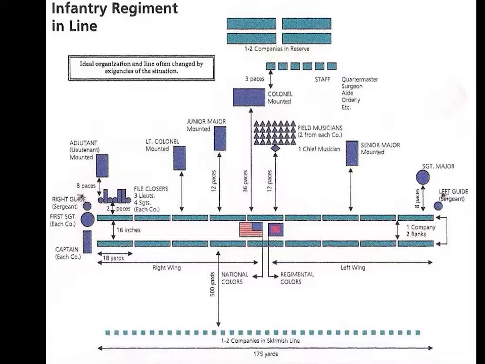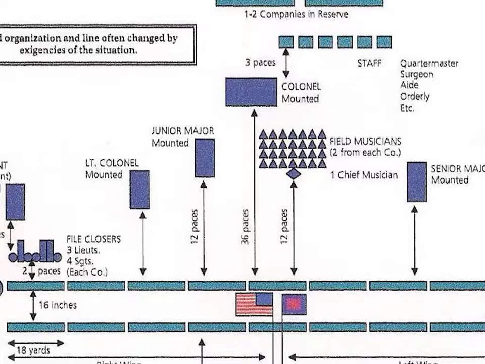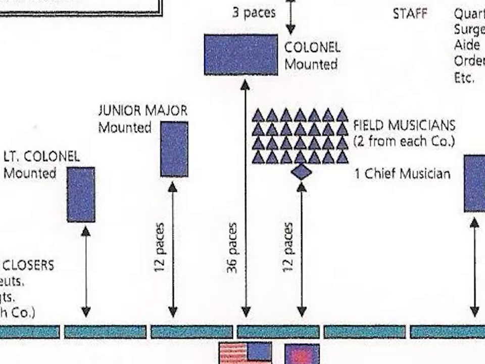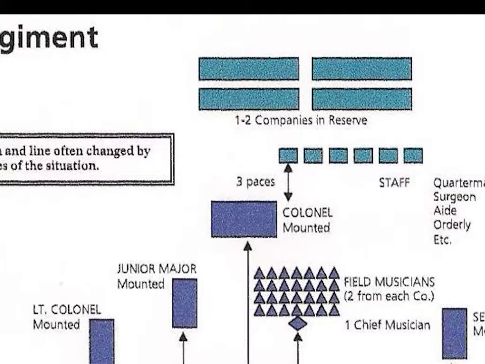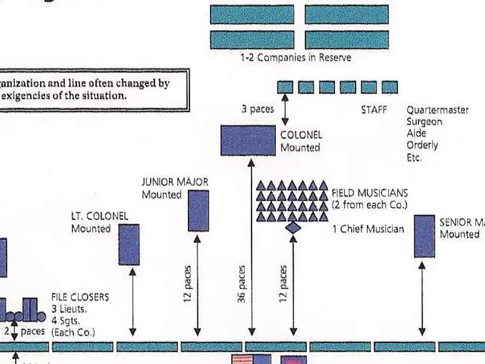But you've got this idea of an infantry regiment, what they look like. This is, of course, back to the idea of 800 guys in theory that are all being led onto the field. You'll see in the little schematic here, the graphic, that they're going to have field musicians, so drummers and guys that play trumpet and flute. There's going to be companies in reserve, the idea that there's people to back up this firing line. And you see that it's the right wing and the left wing.